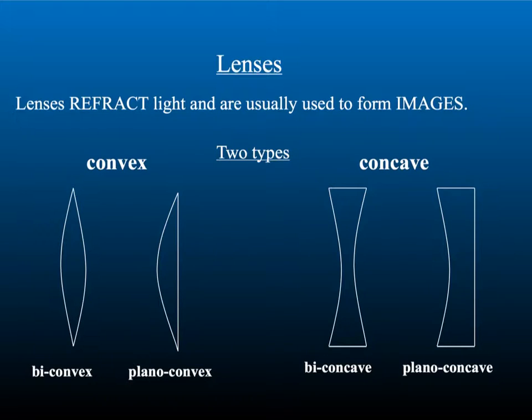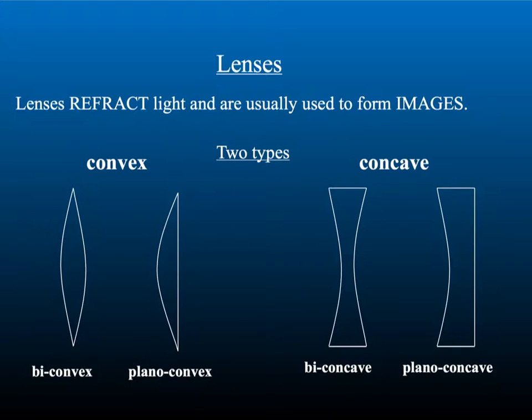The two types of lenses you need to know about are convex, which are these ones, and concave, which are these ones. This lens is called biconvex as both sides of the lens are convex. This lens is called a plano-convex as only one side is convex while the other side is flat.